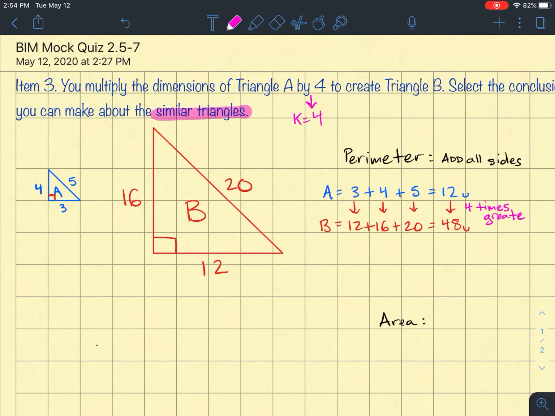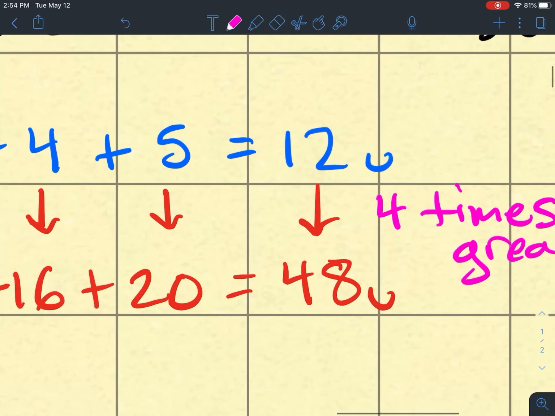So the correct response, one of the correct responses, would be that the perimeter is also 4 times greater because you're multiplying each dimension by 4 of triangle A to get to triangle B. Okay, so that's how it works for perimeter. Remember, they are single length units, right? The units are not squared, not cubed, it's just the unit. And that's why you just take the 4 that you used and multiply it to get from the perimeter of triangle A to triangle B.